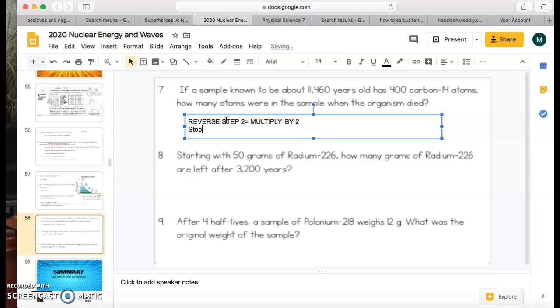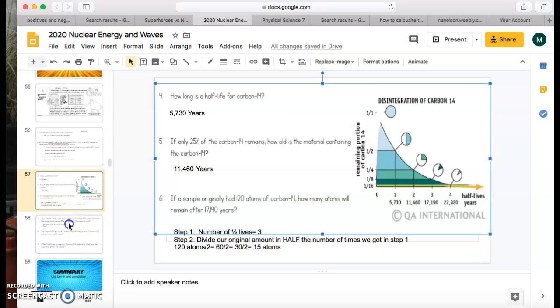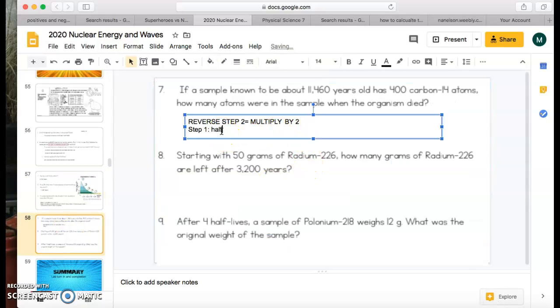Step 1 says, find the number of half-lives, correct? We're still doing carbon-14, so to make my life easier, I'm going to go back to that graph, okay? We know that it's been 11,460 years. So how many half-lives have passed? 2. So step 1 says we know that the number of half-lives is 2. Now step 2 told us to take whatever amount we've got and divide it that many times. But because we want to know the original amount, we reverse step 2. This means we multiply by 2 as many times as the number of half-lives we had. So how many half-lives? 2.